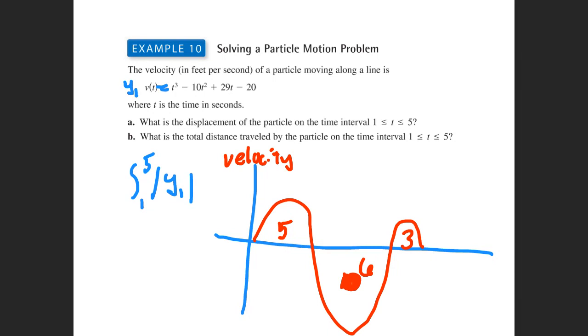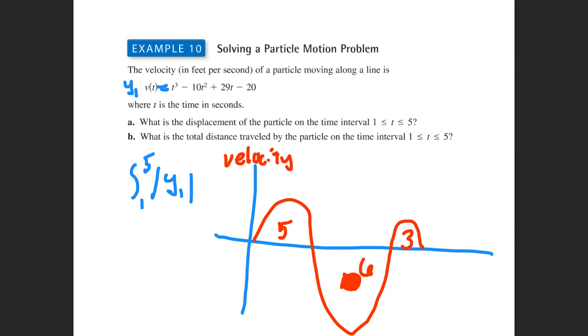There really isn't any work to do on this problem. You just have to look at it and realize. 14? Nope. 14 would be the total distance traveled. Everything above the x-axis, the object is going to the right. That is correct. So the displacement: it went 5 places to the right, then it went 6 places to the left, then it went 3 places to the right.